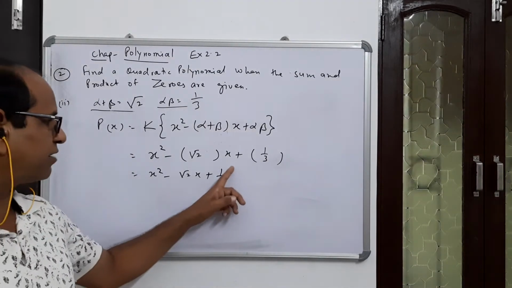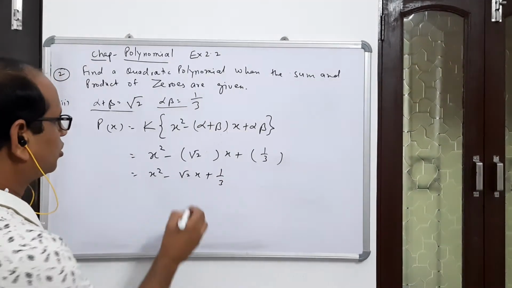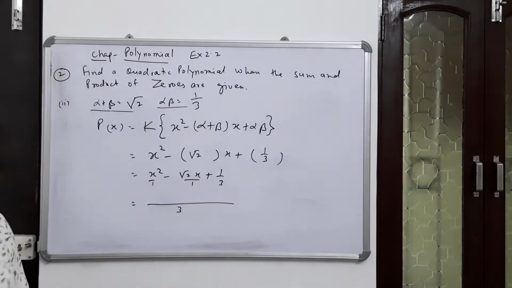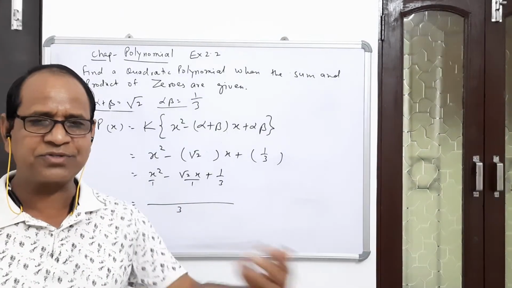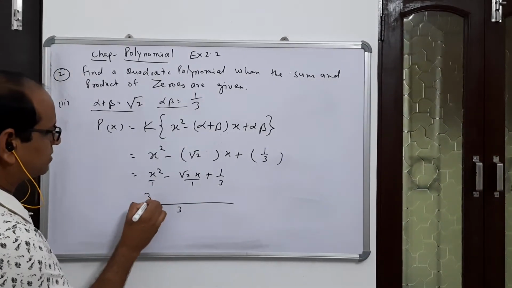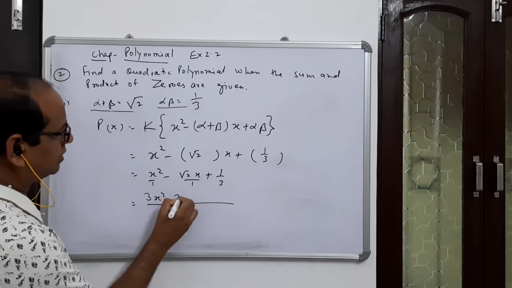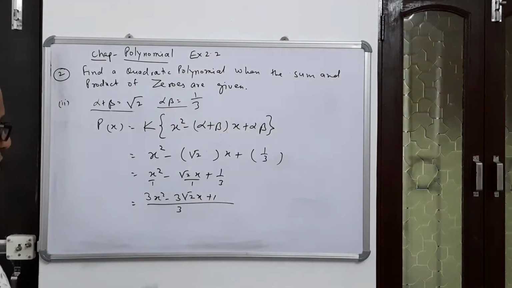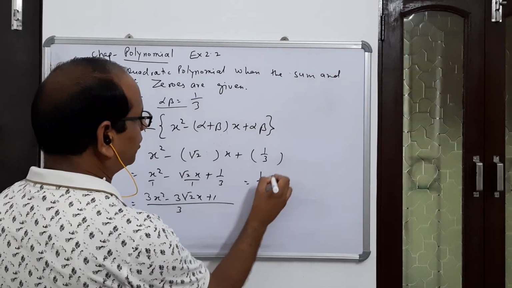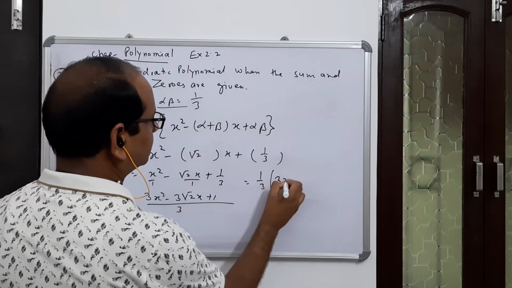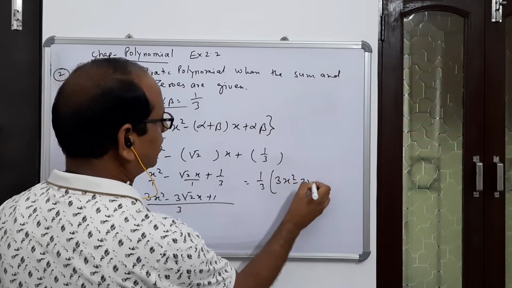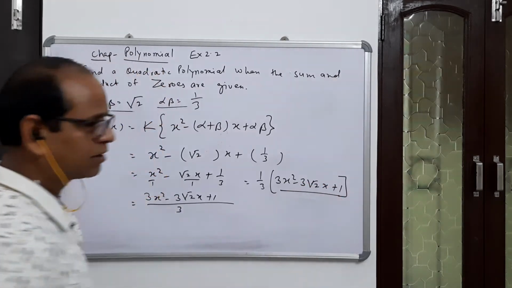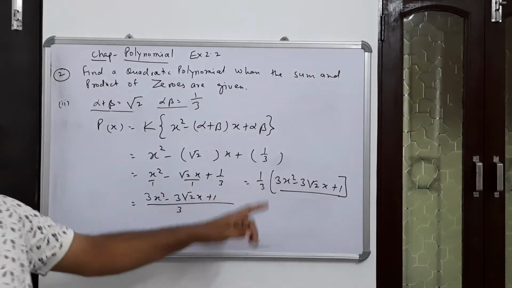Now, as I told you, one part is a fraction, so we write upon 1 and upon 1 and we take the LCM. So the LCM is 3. Now you see the next part. The first term is 3x square, the second is 3 root 2x and the last is 1. So what is the quadratic polynomial? The quadratic polynomial is 1 upon 3 into (3x square minus 3 root 2x plus 1). So this is the polynomial for this particular sum.